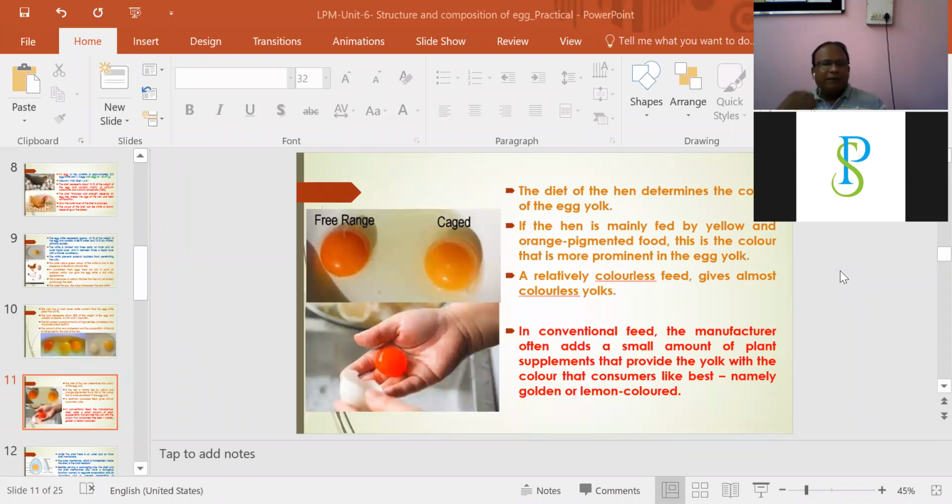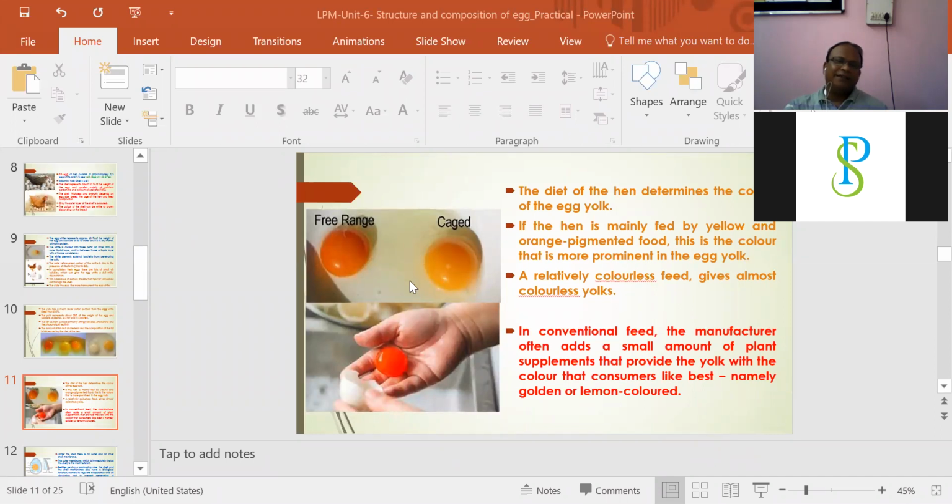The diet supplemented to the birds also determines the color of the yolk. If they are given colored grain, that is yellow maize, or a color supplement in the feed, then the color of the yolk will be orange or yellowish. If they are not given any colored feed, then the color of the yolk is whitish. If the hen is mainly fed yellow or orange pigment food, this is the color that is more prominent in the egg yolk.